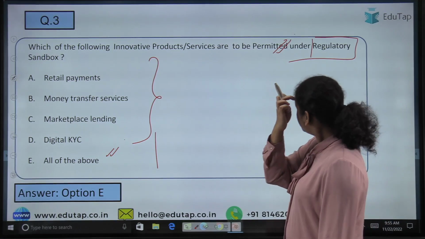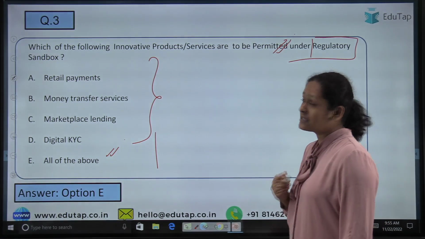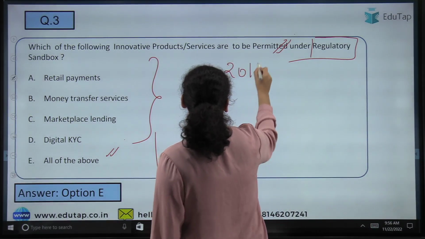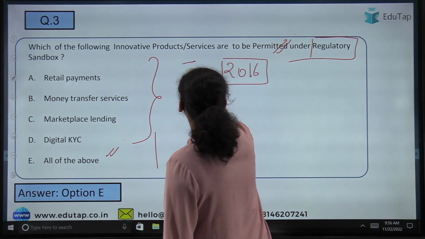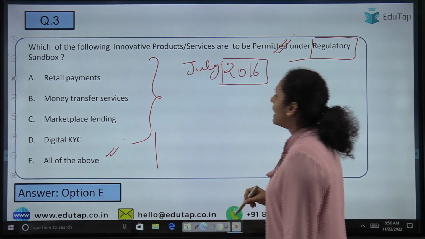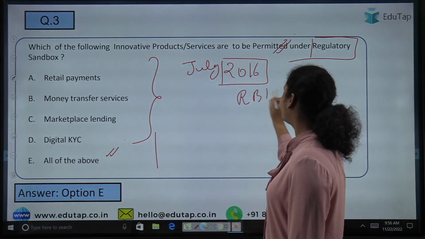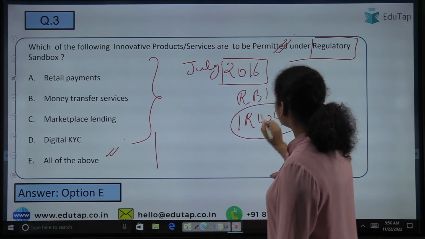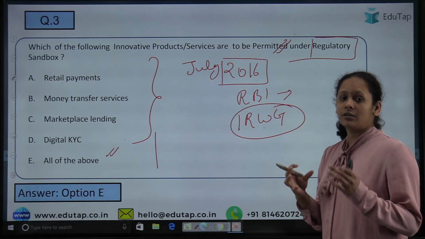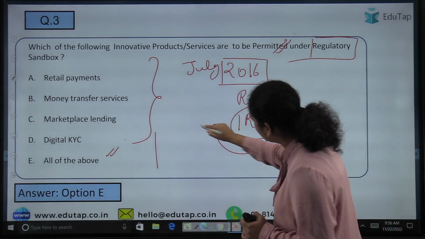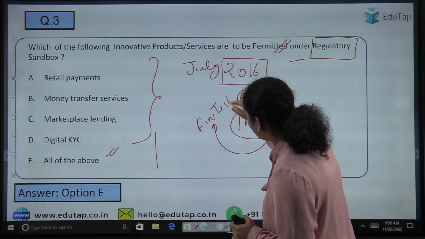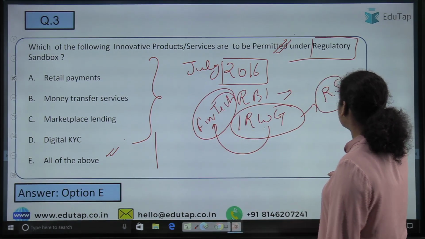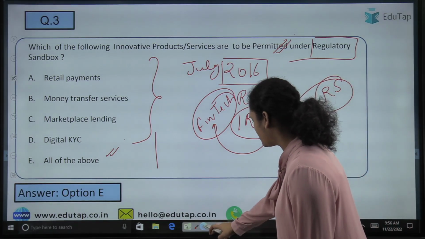sandbox. First we'll understand what a regulatory sandbox is. See, in 2016, in July 2016 to be specific, RBI formed an inter-regulatory working group. This working group had to look into the aspects of fintech in detail, and they suggested this system of regulatory sandbox. Remember this point first.